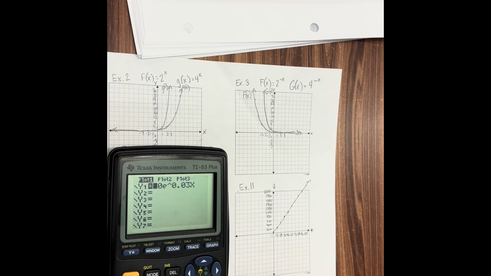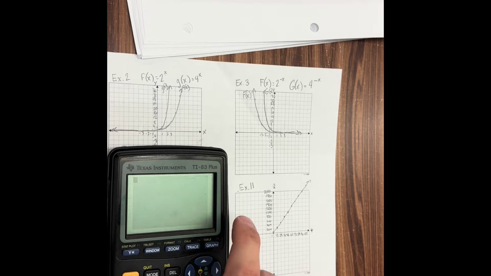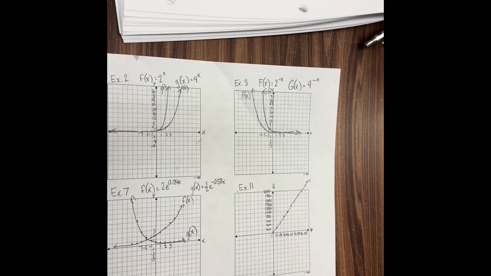And I forgot to put each of these in here, so I guess we could put that 20e to the 0.03x in here, and then I'm just gonna put in these points just so that you can see what they look like. Actually, we're just gonna look at what it looks like. Yeah, so it looks pretty linear when we do see it like this. All right, so that's it for example 11 and also 3.1.